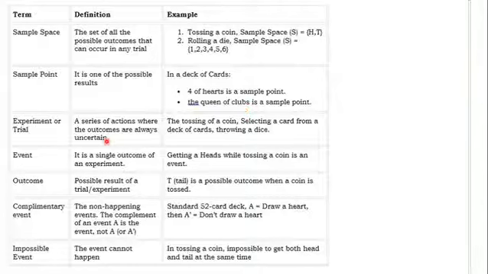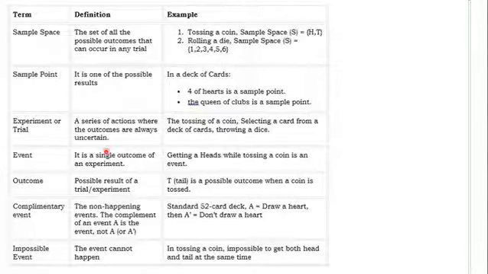And then you have experiment or trial, and in this case, an experiment is a series of actions where the outcomes are always uncertain. So when you're performing a probability experiment, you are unsure of what the result will be. Just like when you're throwing a coin, you are not sure whether it will be head or tail. Or you're drawing a card, you are not sure. That's an experiment. So selecting a card from a deck, throwing a die, and things like that.